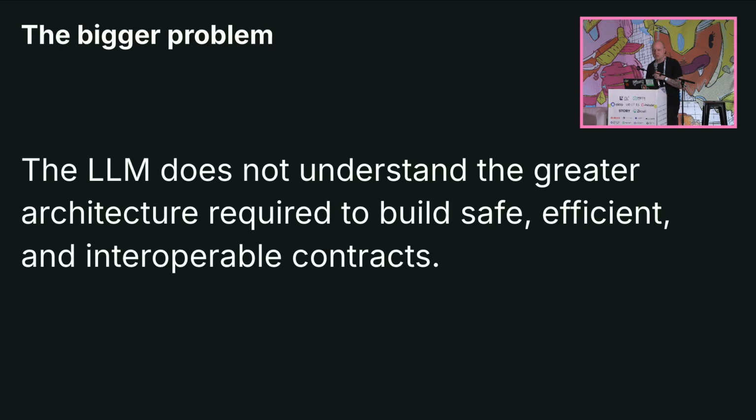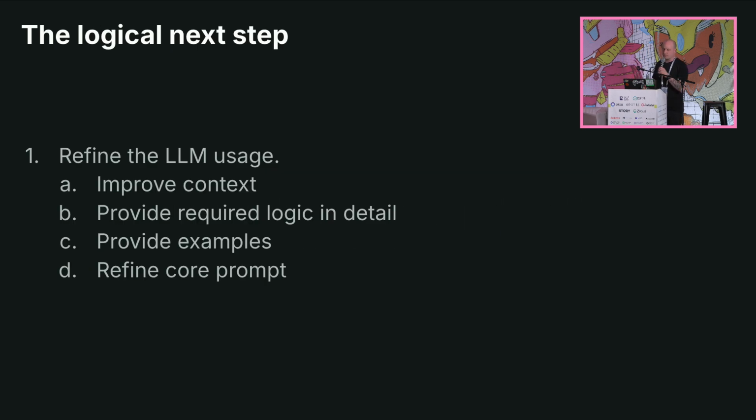The biggest issue is that the LLM itself does not understand the greater architecture required to build safe, efficient, and interoperable contracts. Some of this is pretty specific to smart contracts, because there are a lot of great examples out there, but you have to get awfully specific if you want it to actually work the way I was just saying, like if I want data pushed to it to configure minting, and I want users to self-service.